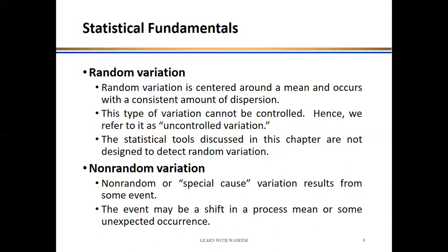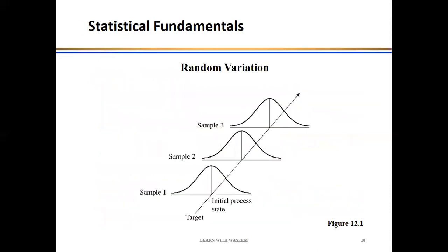Let's look at figure 12.1, and you can see the normal distribution. There are three samples having random variation. So what actually is random variation? You can see the normal distribution resulting from a variety of samples, like sample 1, sample 2, and sample 3 in this particular example, taken from the same population over time. From the same population these three samples have been collected, and these samples have some normal distribution.